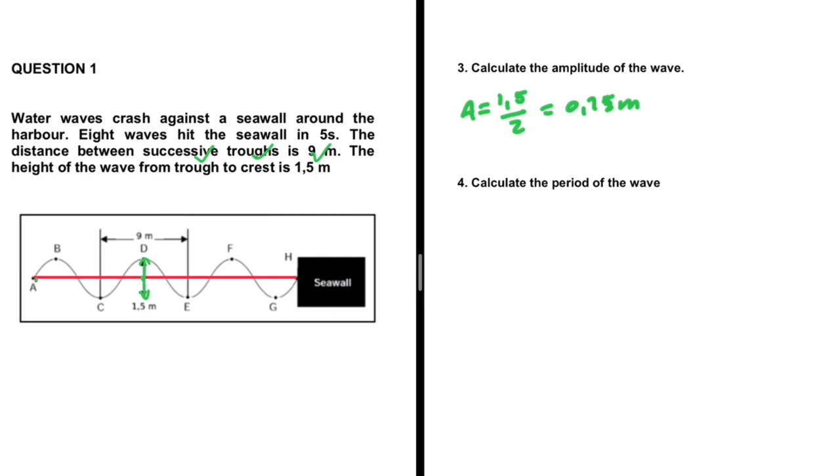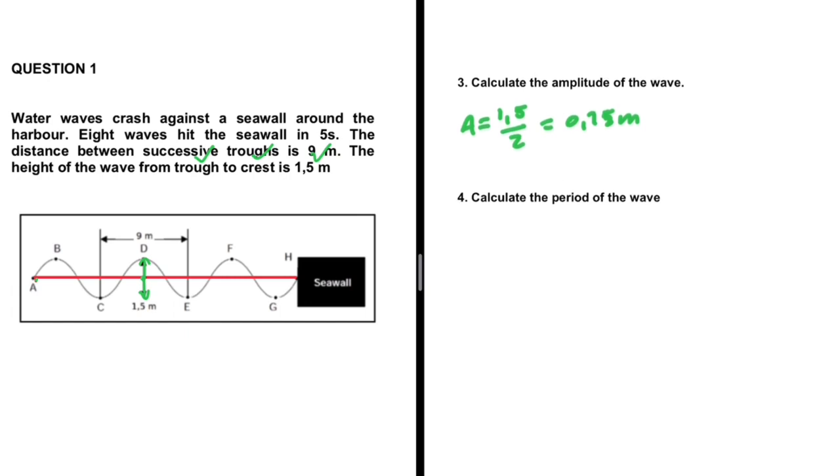There's a bit of trickery that you have to overcome in order to find the amplitude. And then the fourth question, calculate the period of the wave. So let's go ahead and take a look at the given information. 8 waves hit the seawall in 5 seconds. So we have 8 waves hitting the seawall in 5 seconds.